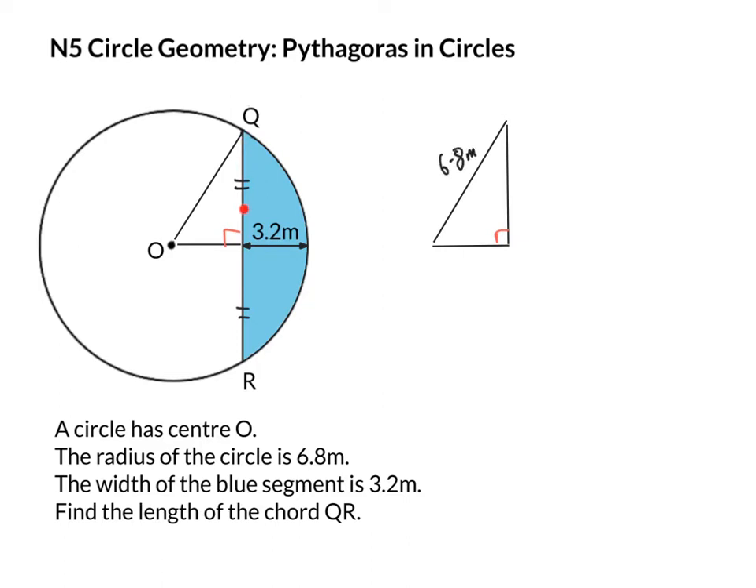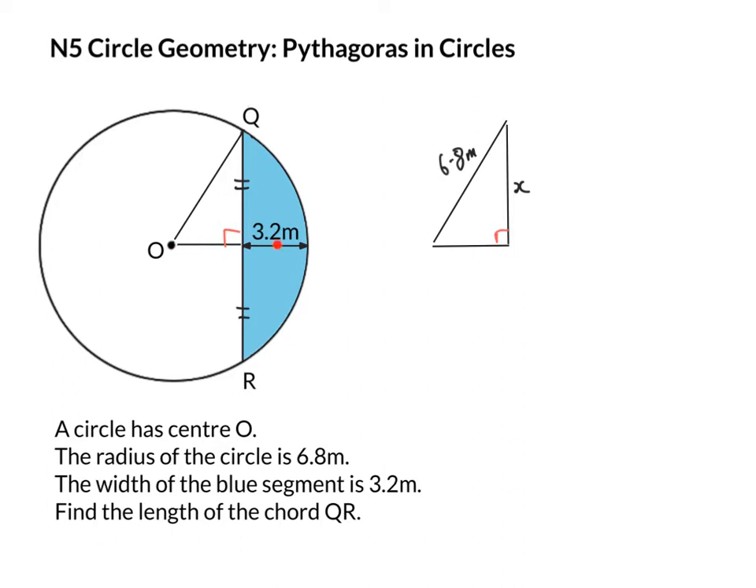We've been asked to find the chord QR, so we know nothing about it other than it's been split into 2 equal pieces. So we don't know the length of this. We have to give it a letter. So I'm just going to call it X again, because the letter X hasn't been used anywhere in this diagram. This one is part of a radius. Again, we can't assume the radius has been cut in half. It's the chord that gets cut in half.